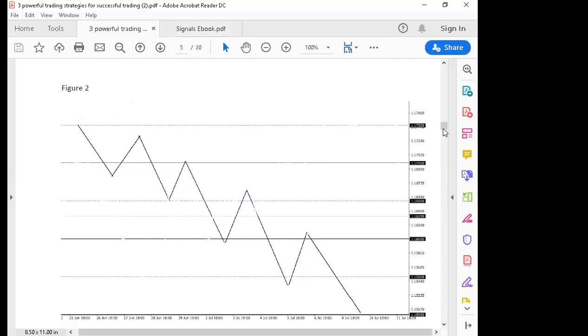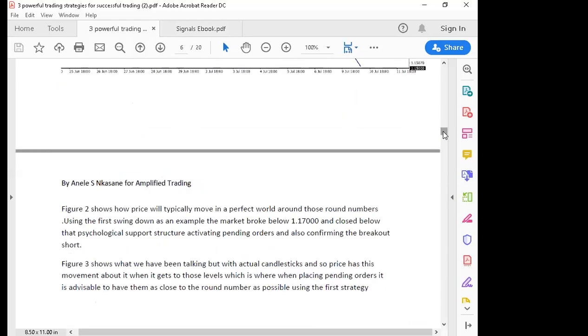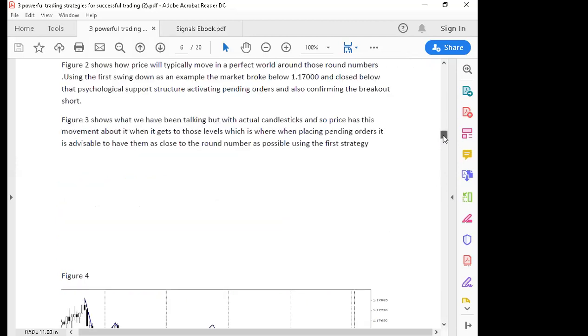Okay. All right, so I've already explained how price will typically move in a perfect world, and how the psychological support and resistance structure actually helps in providing liquidity, because guys will be looking to place buy stops and sell stops, looking to get in, they'll place their stop losses, they'll be looking to get out at this point. So it makes it a very liquid area in relation to other parts of the chart, for example.